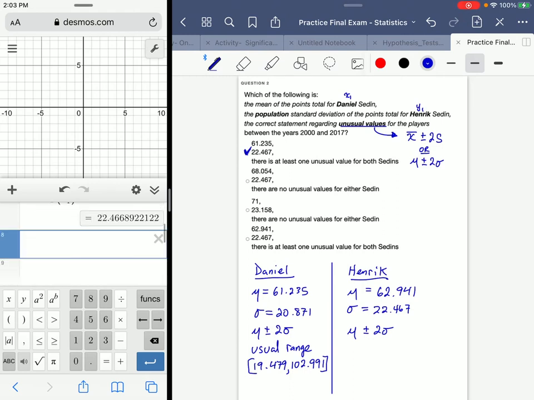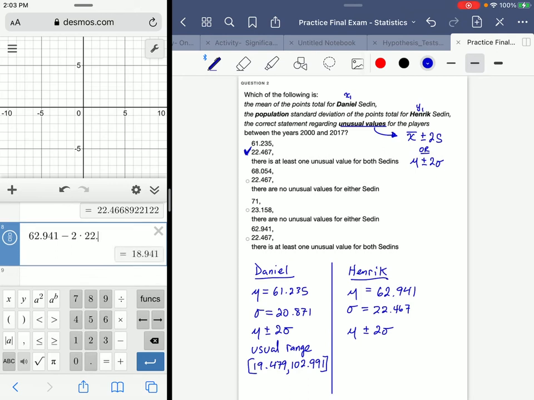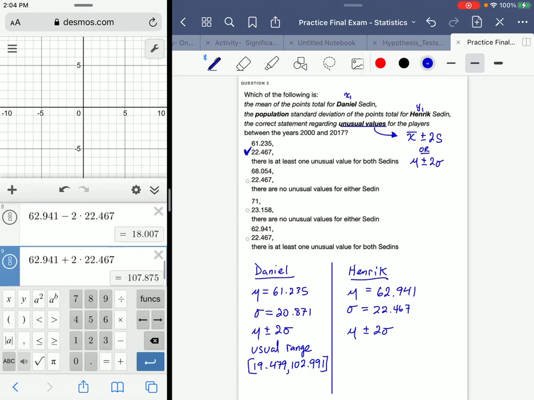For Henrik, 62.941 minus 2 times 22.467. Quick duplication, the minus becomes a plus. Usual range: 18.007 to 107.875.